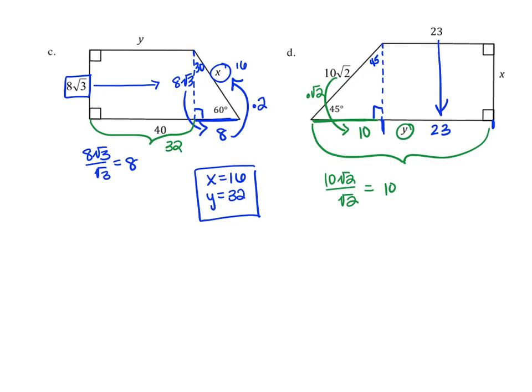So now I can find y. Y is going to be the 10 plus the 23. So that's going to be 33. So now that I know that that green side of the 45, 45, 90 is 10, that means that other length is 10. And that will help me find x, which is the height of the rectangle. So x is going to equal 10.